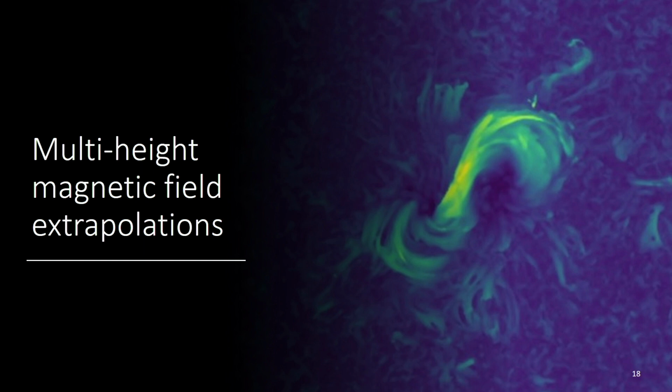So the next aspect is, how can we improve this? And how can we make actual use of this concept of physics-informed neural networks to move this field forward? Thinking about the future, we will have multi-height observations of the solar magnetic field available. And the question is, how can we incorporate this into our simulations?